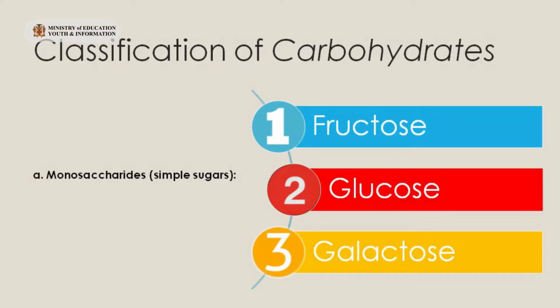Monosaccharides. The 3 main types of monosaccharides are: 1. Fructose, also called fruit sugar, is found in fruits, plant juices, and honey. 2. Glucose, which is found in fruits and vegetables, for example, onion and beetroot. 3. Galactose, which is found in the milk of mammals, for example, cow milk and goat milk.